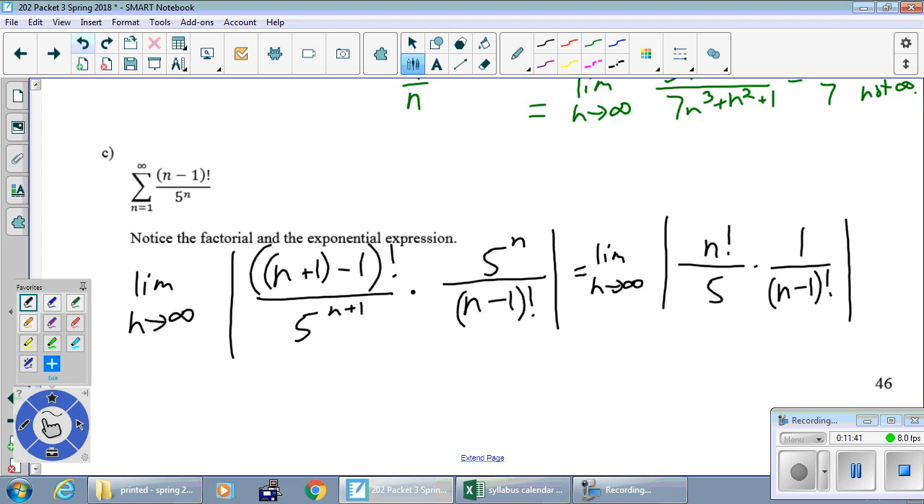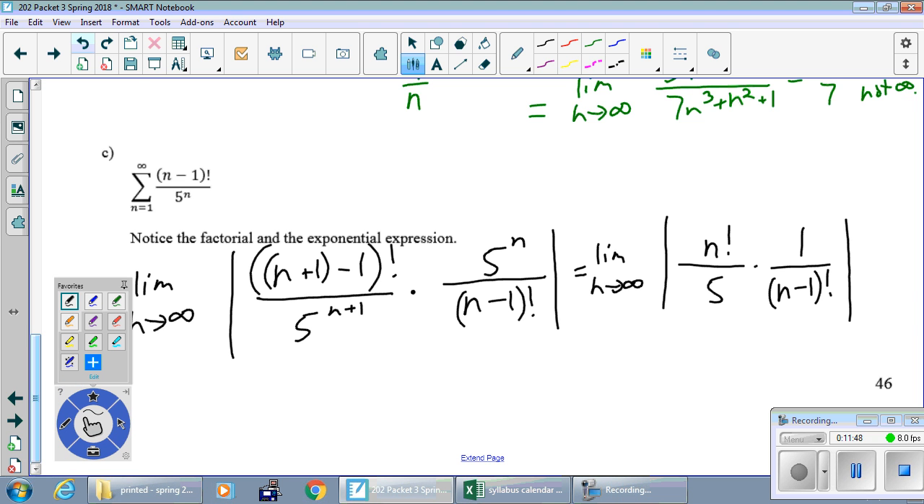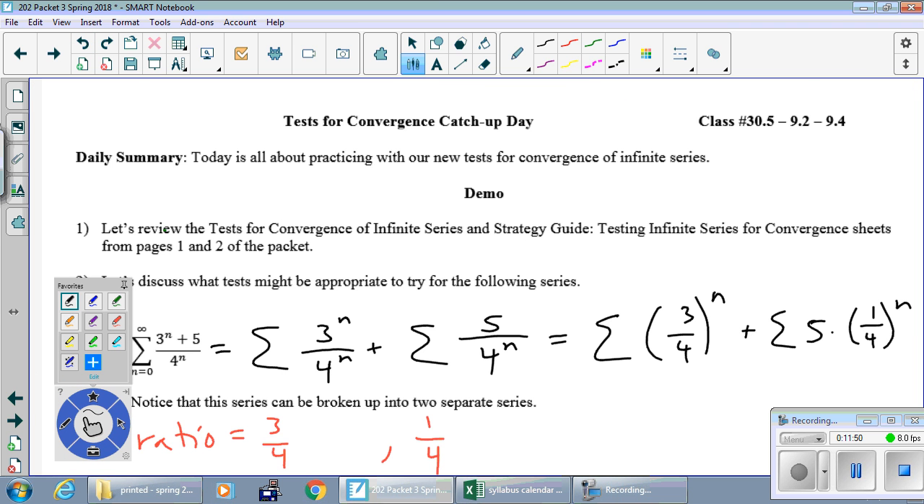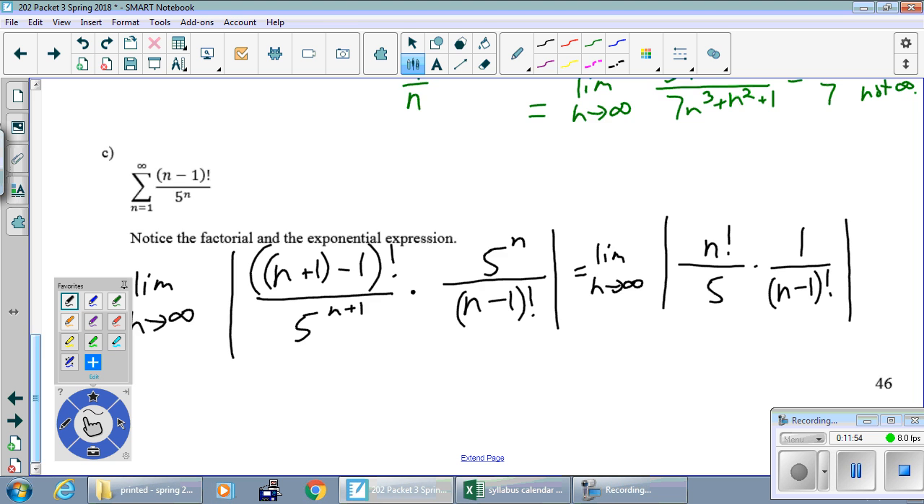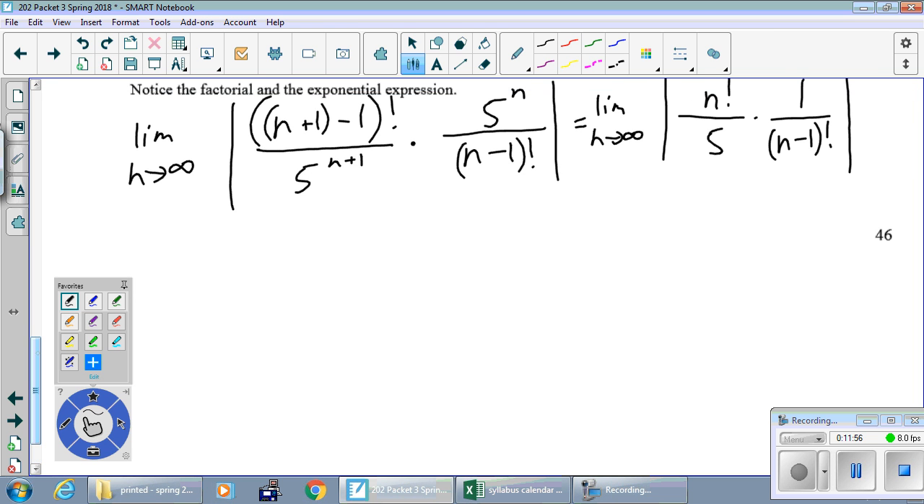And then we know how factorials cancel. In this case, the n factorial is one term bigger than the n minus 1 factorial. So all that's left when I cancel those factorials is going to be a single n on the top. So let's write that. Limit n goes to infinity. So we've got a single n upstairs and a single 5 downstairs. I'm not going to write the absolute value anymore because everything here is positive. And what is this limit equal to? Well, this limit is equal to infinity.